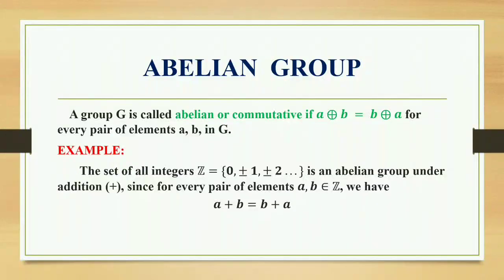Abelian group. If a group G satisfies the commutative property, that is, for every pair of elements a, b in G, if a circle plus b is equal to b circle plus a, then the group G is called an abelian group or commutative group. For example, the set of all integers 0, plus or minus 1, plus or minus 2, etc. is an abelian group under addition, since a plus b is equal to b plus a is satisfied for every pair of integers.